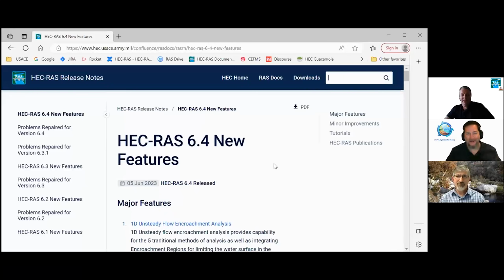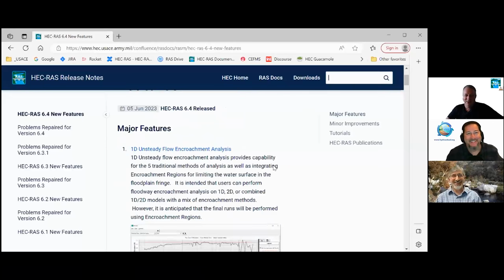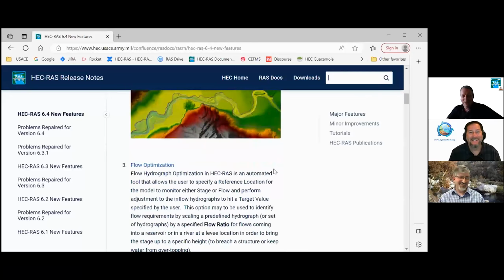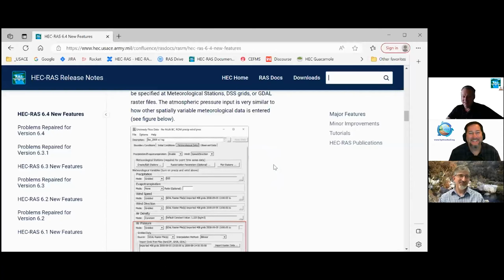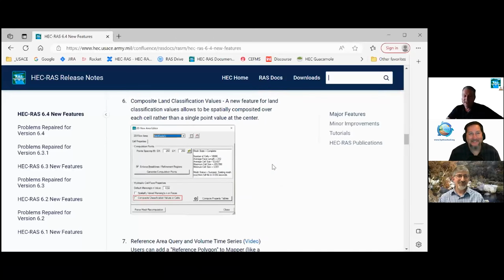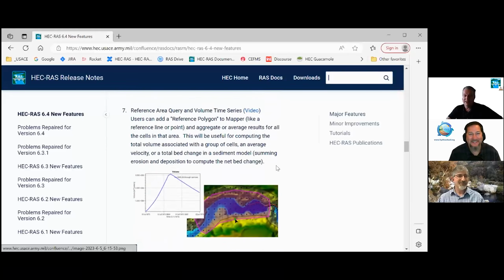Let me go ahead and share my screen. Here's your plug. Yes, these are the new features in RAS, and you can go and look through them. A lot of these I put in there because a lot of them are sediment. That's what I most thought, yeah. The important thing is that you can now do a reference area in RAS, and a reference area is really what we needed for 2D sediment transport, because you can query a time series associated with a bunch of cells. And so that's one of the things that really helps move from 1D to 2D.